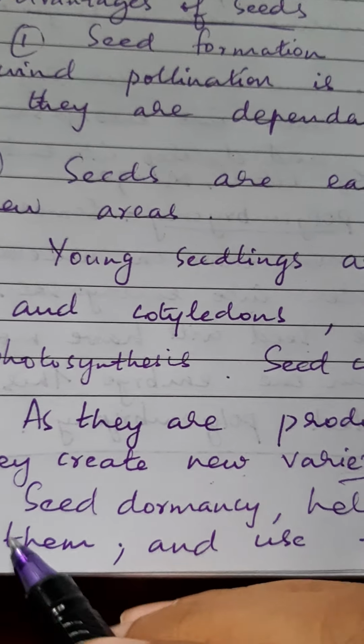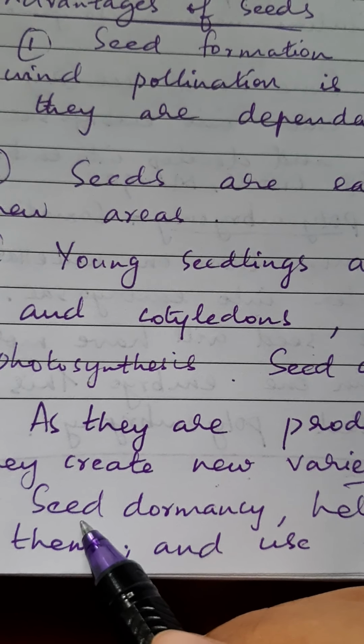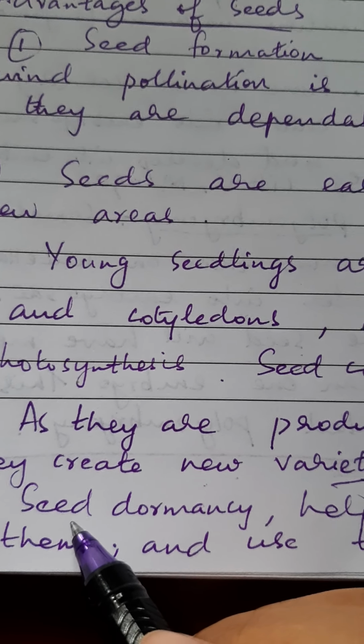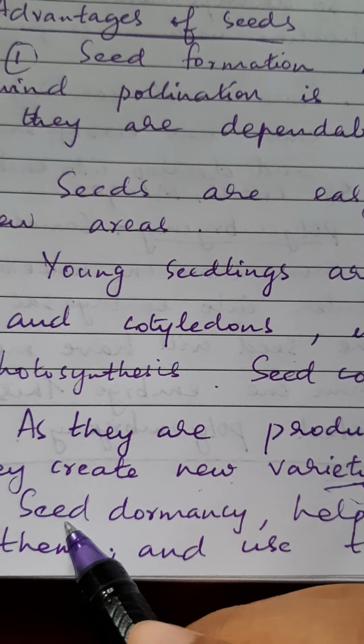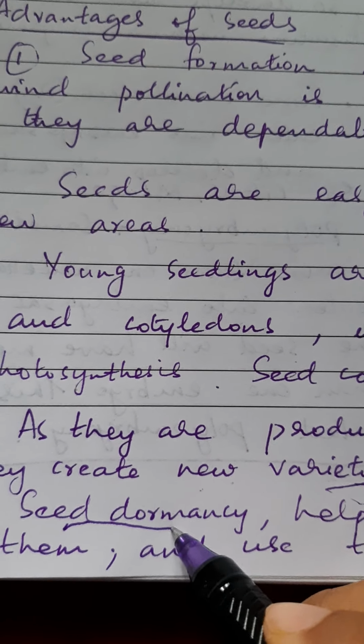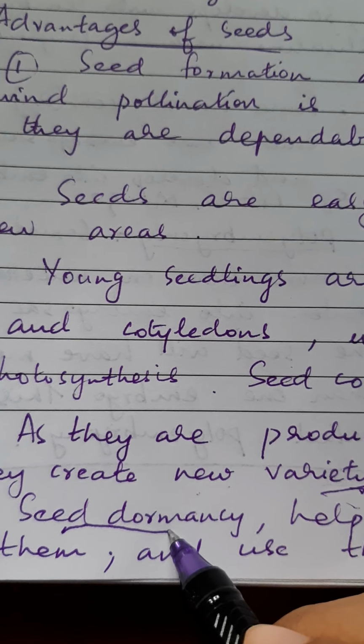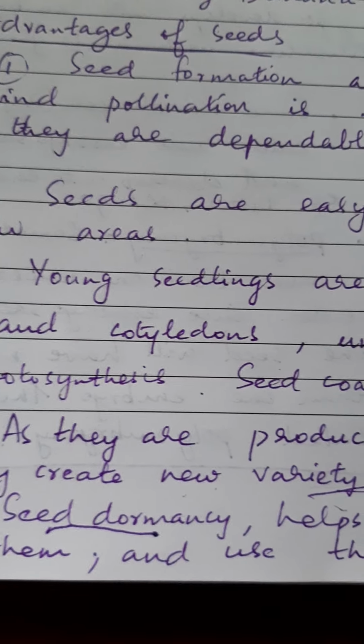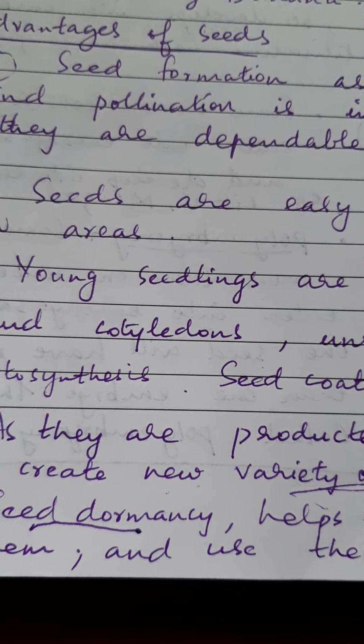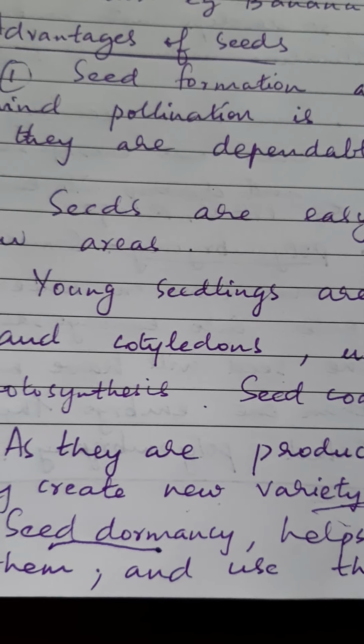Now what if the seed finds that favorable conditions are not present to germinate? Then they can remain inactive for some time. That inactive period of the seed is called seed dormancy. They can return to normalcy when the favorable conditions return.